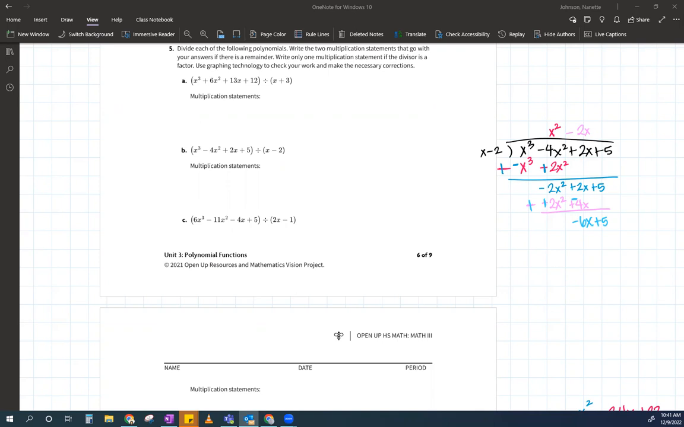And then I add the opposites. So this is negative 7. Okay. Check my math, because Miss Johnson, she makes mistakes in math.